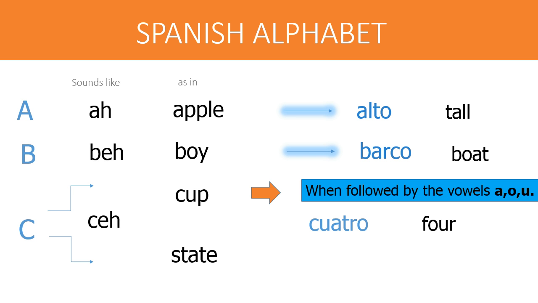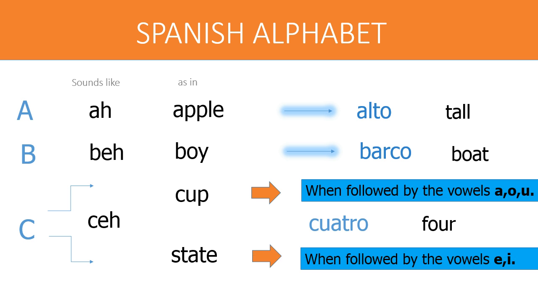The other sound is similar to the one in state, and this will apply when the letter C is followed by the vowels E and I. For example, the word cinco means 5 in English. We see that the vowel I is standing on the right side of letter C. So this rule will apply. Cinco.